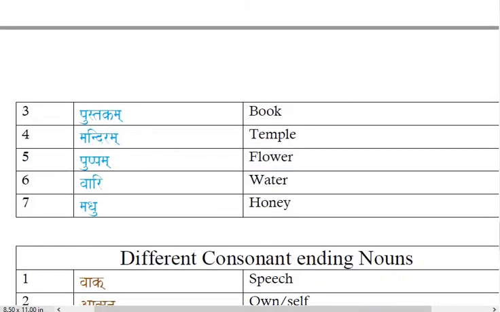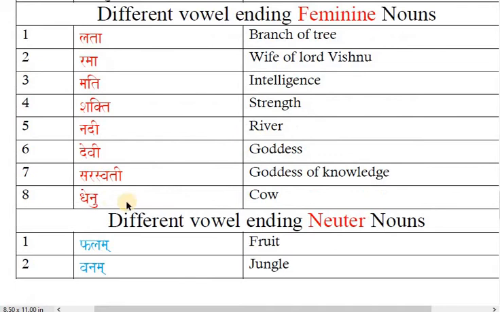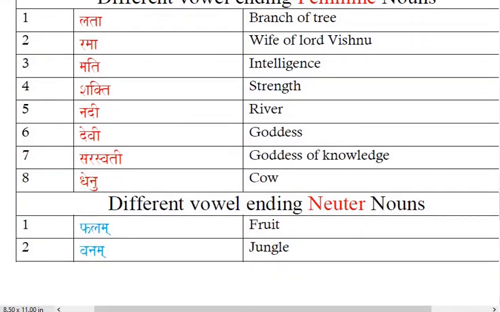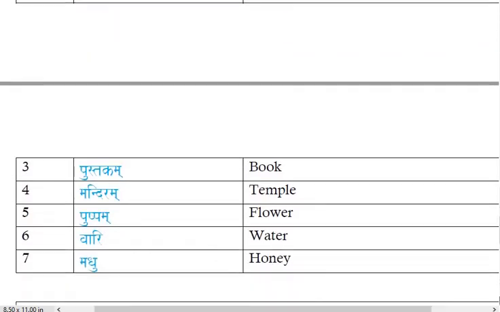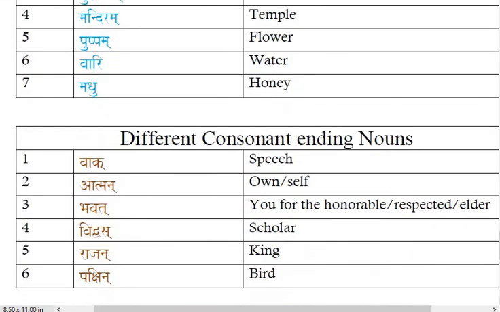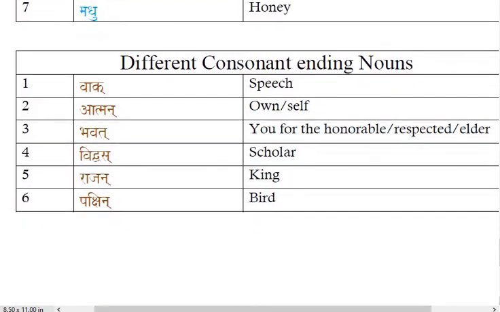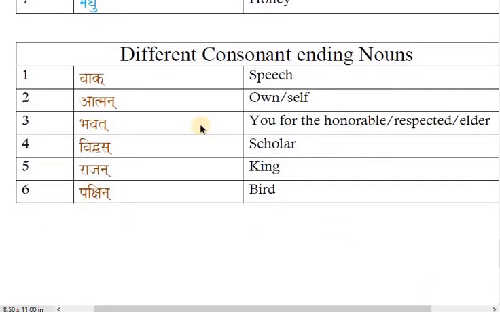And here in the previous table, you see Dhenu. Dhenu means cow, but that is a feminine word. Dhenu is a feminine word. So all the words in Sanskrit language are actually categorized into 3 different genders. Right? Now here let us have some introduction about the different consonant ending nouns.